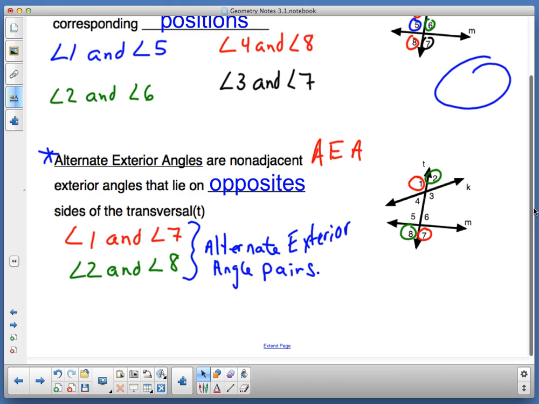Now, we have a self-quiz. Problem 2. Go ahead, see what you know. List them.